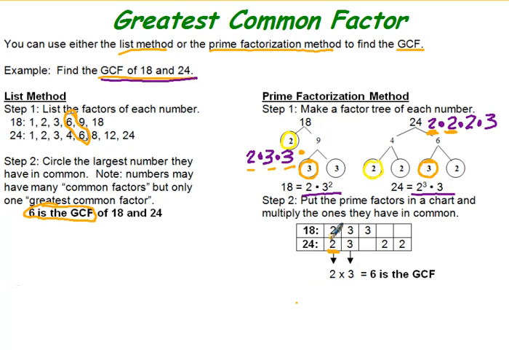This 2, however, doesn't have a match with the 18, so we put it out here by itself. This 2 doesn't have a match, so we put it out here by itself. But this 3 does have a match, so we put it underneath the matching one for the 18. Drop down anything that's full. So the 2's were full there, the 3's were full there. 2 times 3 is 6, so 6 is your greatest common factor.